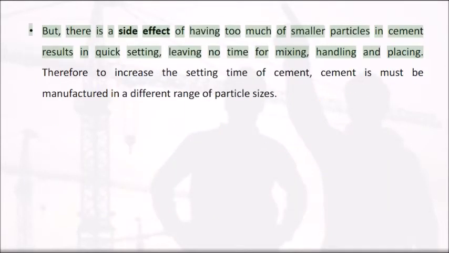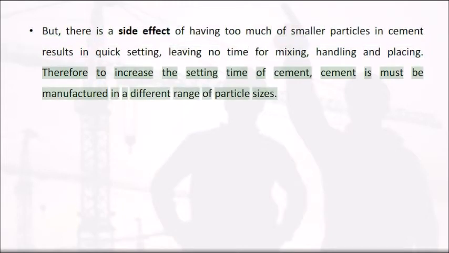But there is a side effect of having too many smaller particles in cement: it results in quick setting, leaving no time for mixing, handling and placing. Therefore, to increase the setting time of cement, cement must be manufactured in a different range of particle sizes.